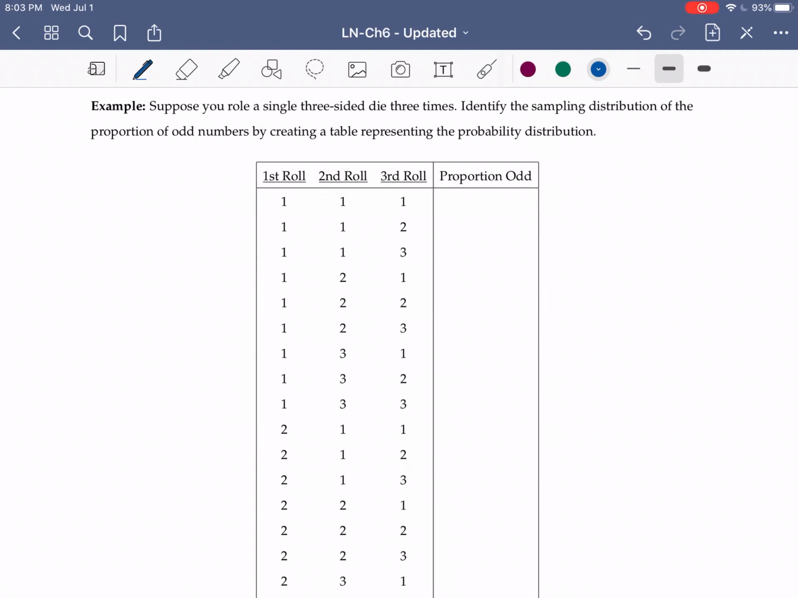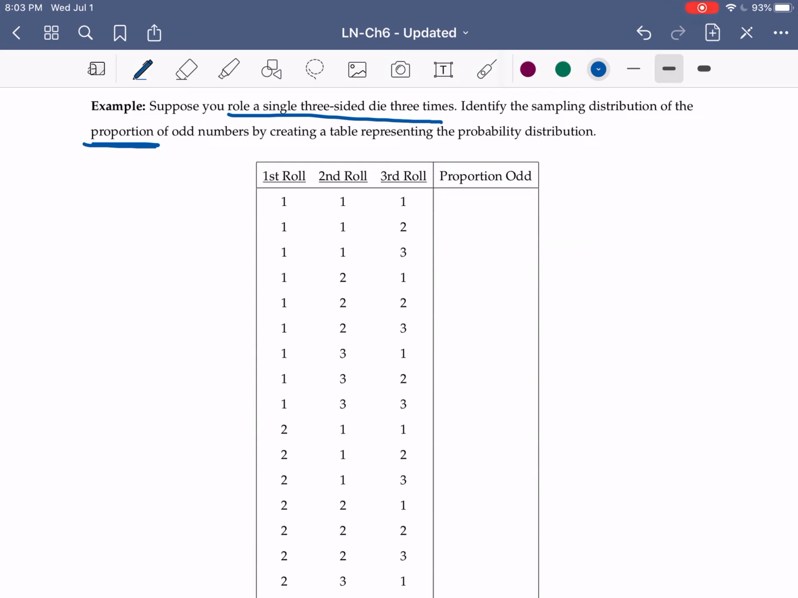In this video, we're going to take a look at another sampling distribution, an example where we're going to find the sampling distribution dealing with the proportion of something. So we're going to look at the proportion of odd numbers. We are again going to think about rolling a single three-sided die 3 different times.